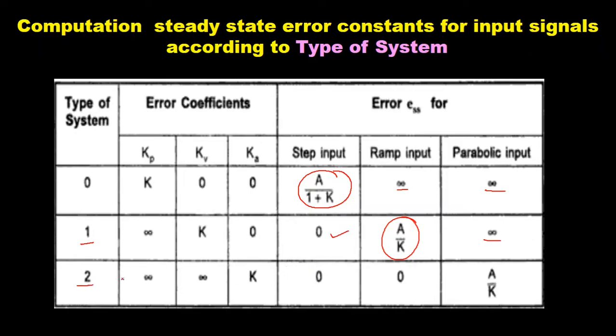And when we see the type 2 system, then for parabolic input, type 2 system is giving a finite error which is equal to A by K, and the error is equal to 0 for both step input and ramp input. So all the input signals are acceptable to type 2 system.